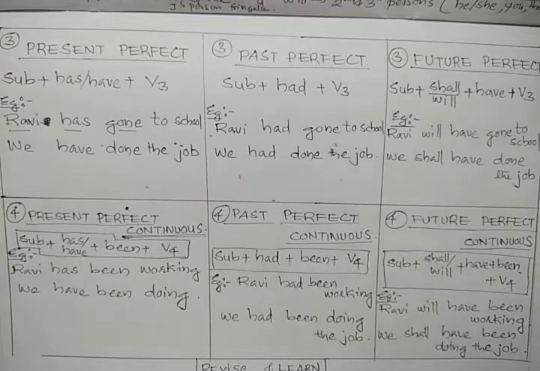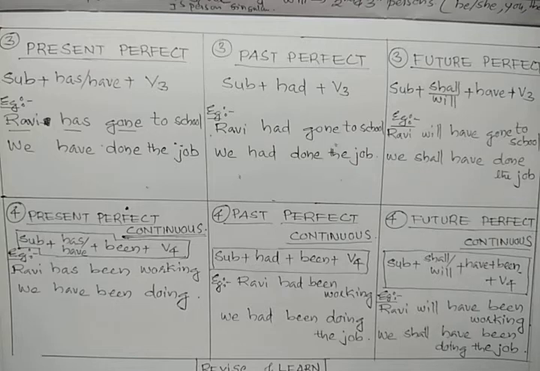Third one, past perfect, subject plus had plus V3. See the example. Ravi had gone to school. Second one, we had done the job. We plus had plus done.